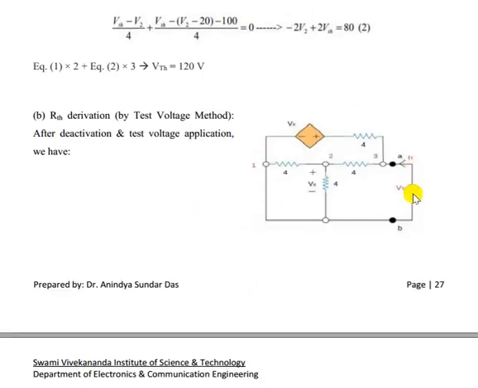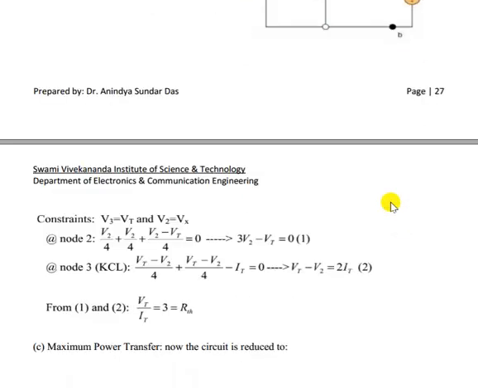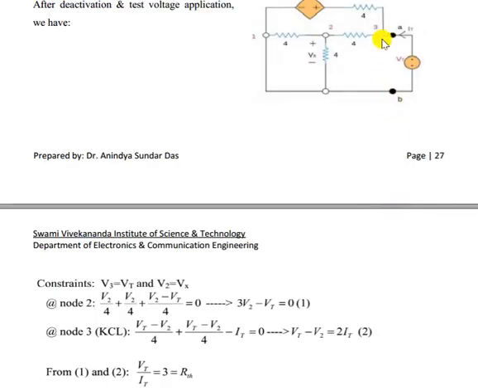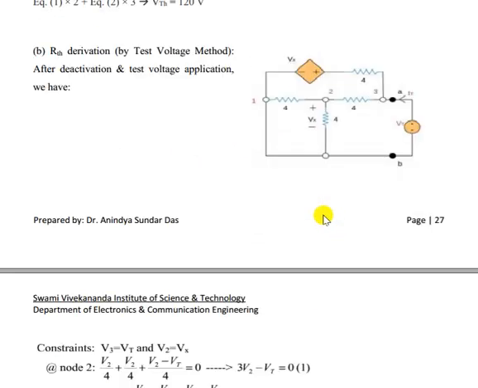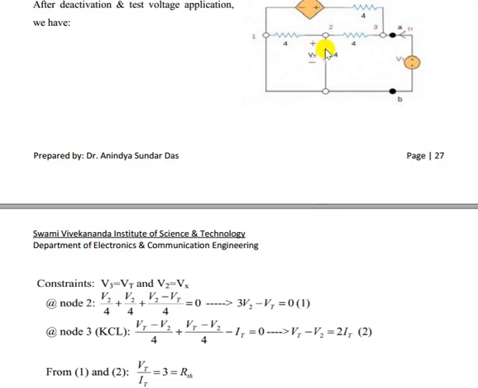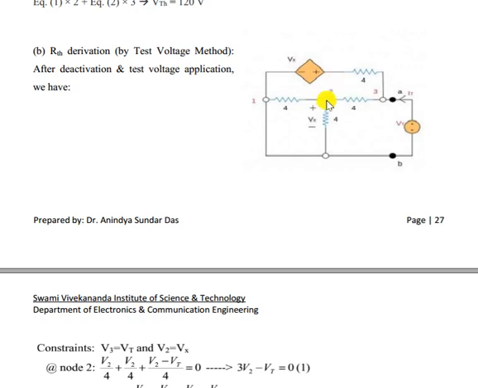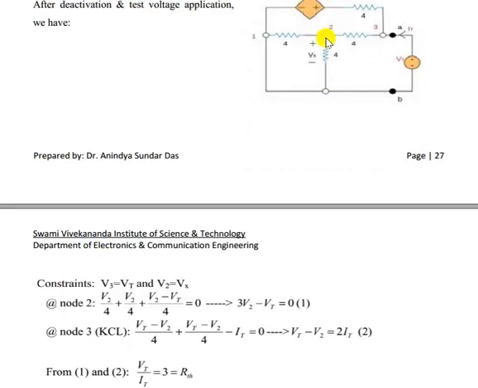Now I am here, let us apply the test voltage method, that means applying a Vt voltage source. Okay, then what we can write, V3 equal to V3 and V2 equal to Vx, because here this voltage source becomes short circuited. Now applying KCL at node 2, we can write V2 divided by 4, because this is now point 0 ground, V2 divided by 4, V2 minus Vt divided by 4.